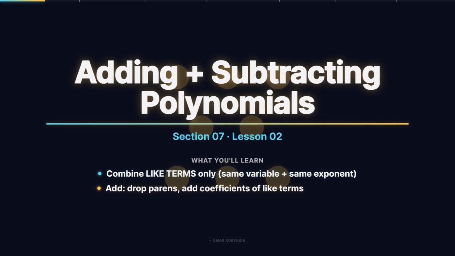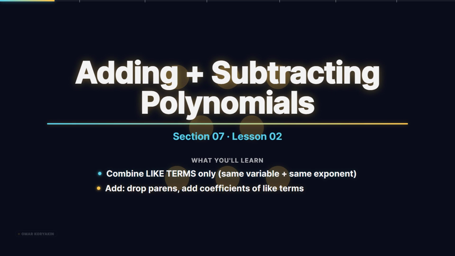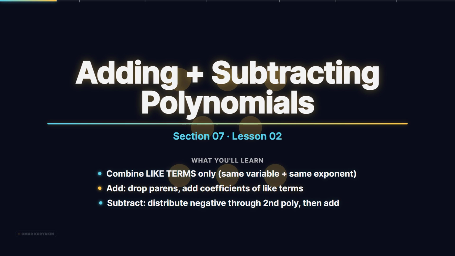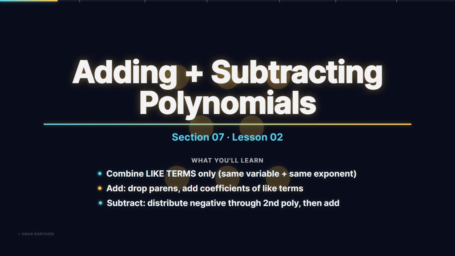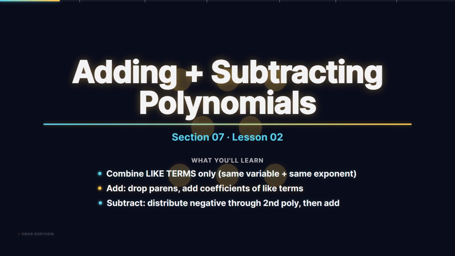The polynomial 3x squared plus 5x minus 7 minus the polynomial 2x squared minus 4x plus 1 rewrites as 3x squared plus 5x minus 7 plus the polynomial negative 2x squared plus 4x minus 1. Notice that every sign in the second polynomial flipped. The plus 2x squared became negative 2x squared, the negative 4x became plus 4x, the plus 1 became negative 1. Once the negative is distributed, the problem reduces to plain addition, combining like terms. The result is x squared plus 9x minus 8 in this example.